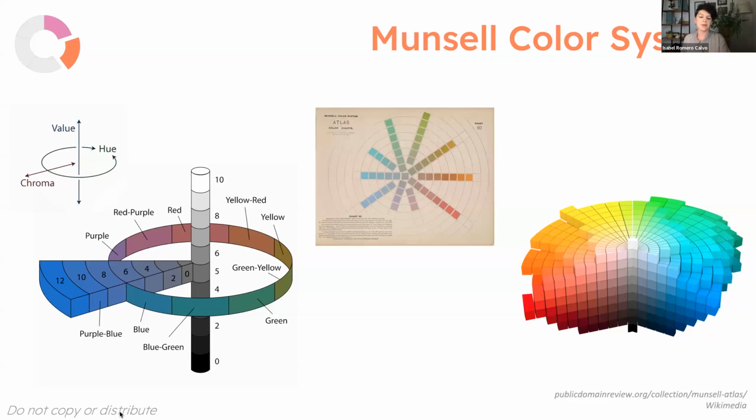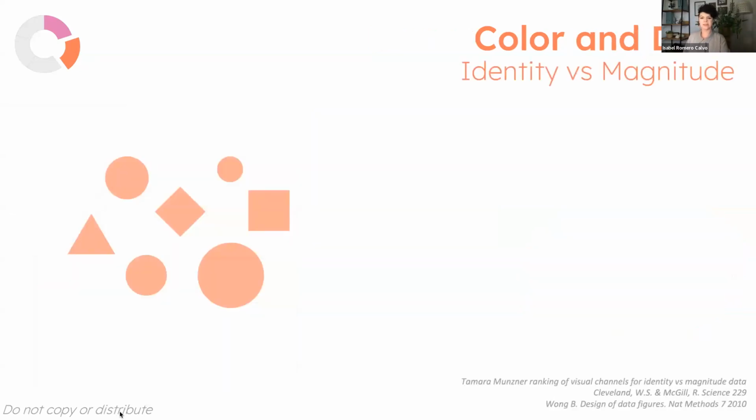I just point out here this cross-section of one of the parts of this three-dimensional representation published by Munsell, and you can see how it's not symmetrical. That's quite interesting, just understanding that our human eye does not process colors equally. This is something good to remember when we make color decisions.